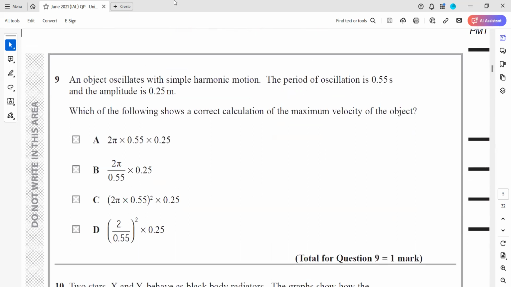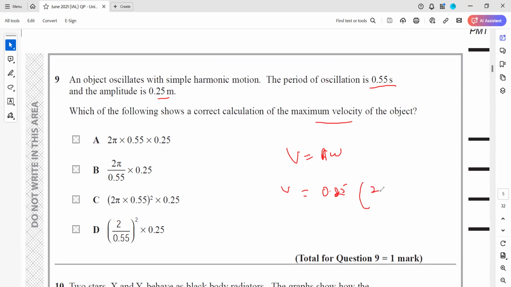An object oscillates with a simple harmonic motion. The period of oscillation is 0.5 s, amplitude 0.25. Correct for maximum speed: V is equal to r omega, or A omega you can say. Amplitude is 0.25 and omega is from the period of oscillation.